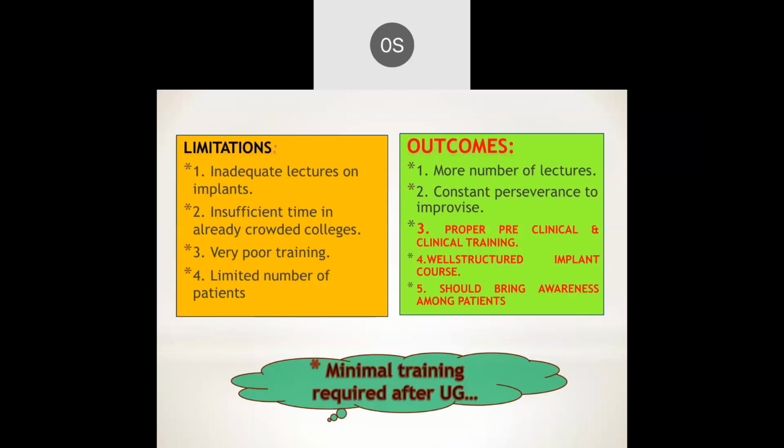Now, madam was asking what the outcomes or desires were, and what the limitations of oral implantology in the undergraduate curriculum were: we do not have adequate lectures on implants, there is insufficient time in an already crowded college where we focus more on postgraduates, very poor training, or a limited number of patients. The outcomes I look for, if this structured module is integrated into the undergraduate curriculum, are that more lectures will be there, constant preservation to improvise will be there, madam. Then proper preclinical and clinical training will be there, a well-structured course for oral implantology, and it should bring more awareness among the patients as well.